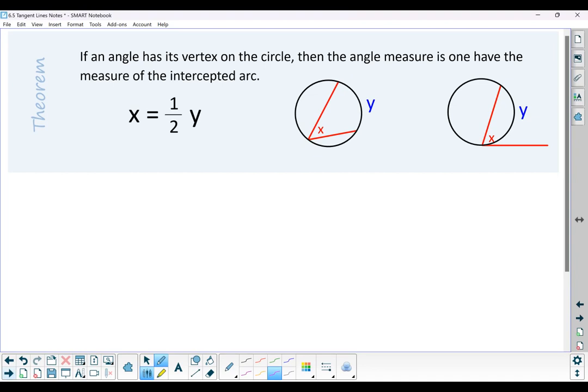So here's our theorem. If an angle has its vertex on the circle, then the angle measure is 1/2 the measure of the intercepted arc. So this works for two chords, like you can see in my first diagram, and it works for a chord and a tangent line as well. So whatever that angle is, either between the two chords or between the chord and the tangent line, the intercepted arc is going to be 1/2 of that measure.